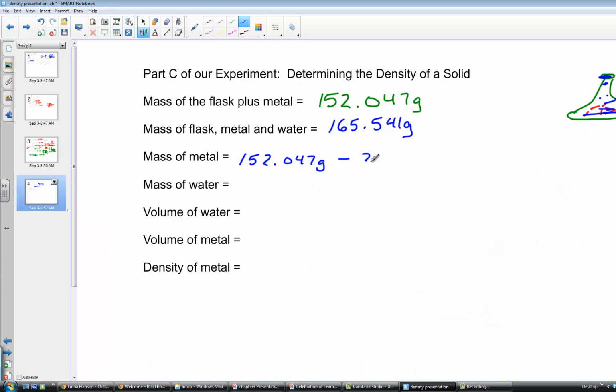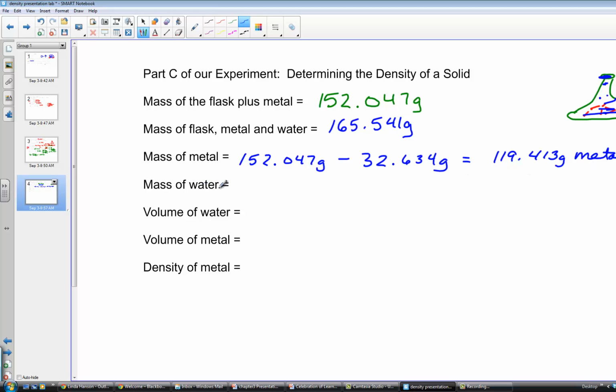Let's get rid of that weight. 32.634. Flask with the metal, flask without the metal. That difference in weight must be the contribution of the metal, 119.413 grams. This right here is the mass of the metal I poured into the flask.